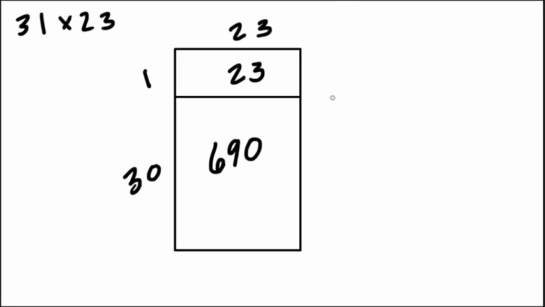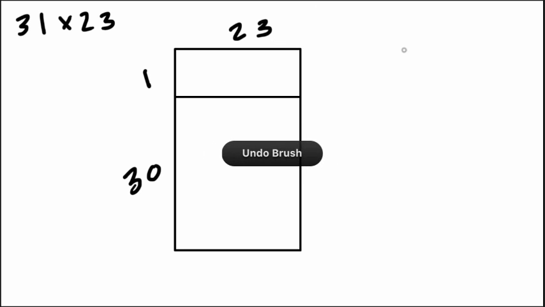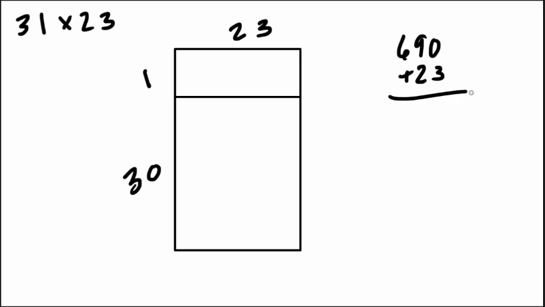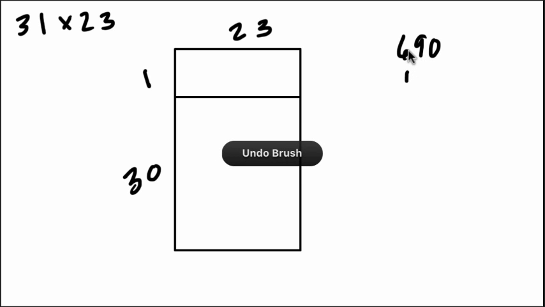And again, once we add these two parts together, we have the area model. You can break it apart further if you wanted to. For instance, I'll show you how that works. So it'll be 690 plus 23. 690 plus 23 would be your answer, which would be 713, right?